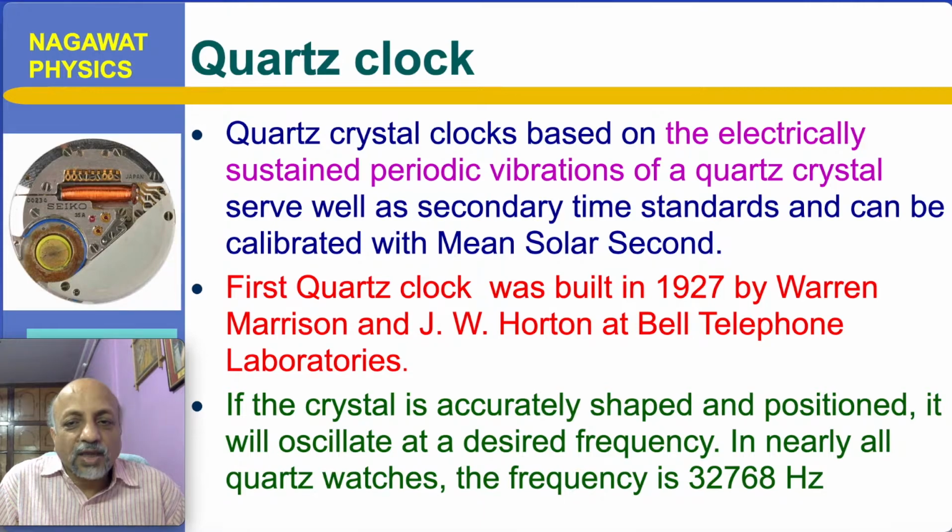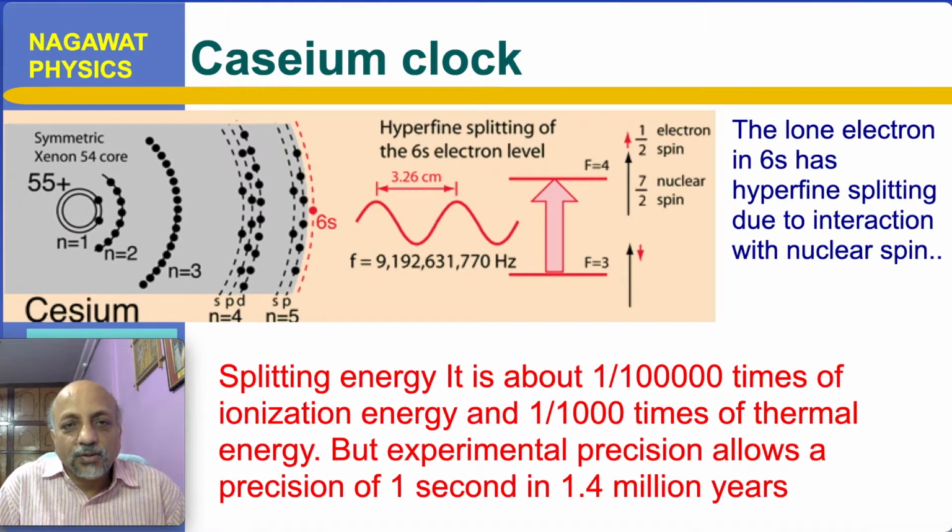So time, second, because 1 second, because the frequency is given, and frequency means how many times the oscillations will be repeated in 1 second. So that is 32,768 cyclic vibrations will take place in 1 second for the quartz crystal clock.